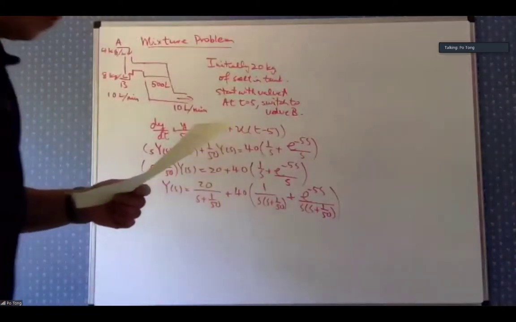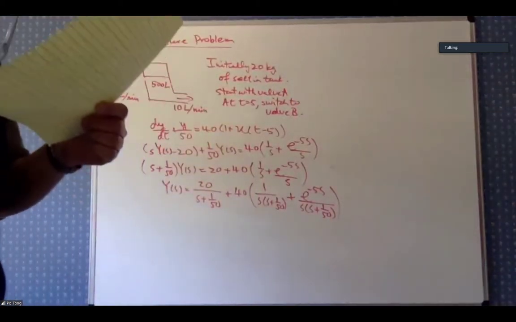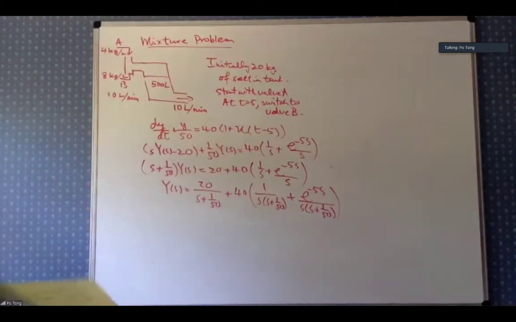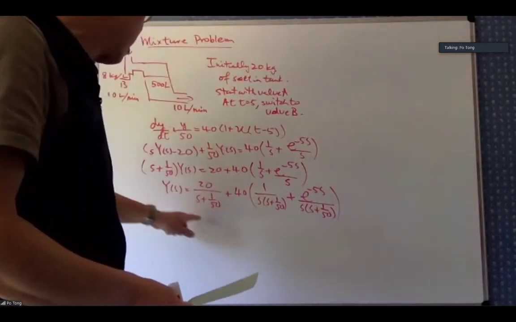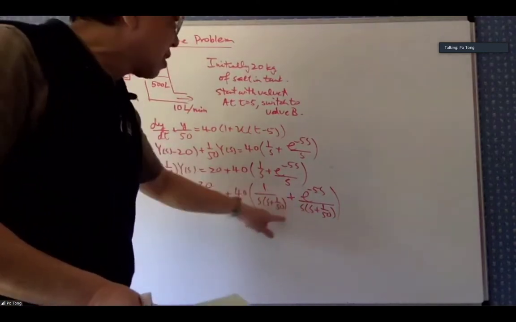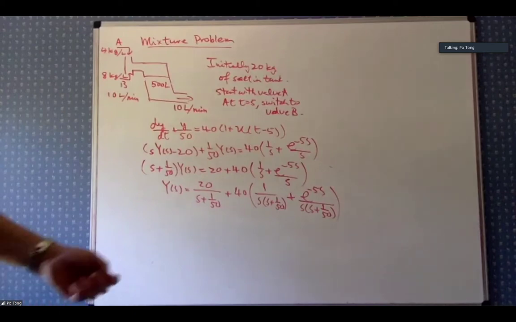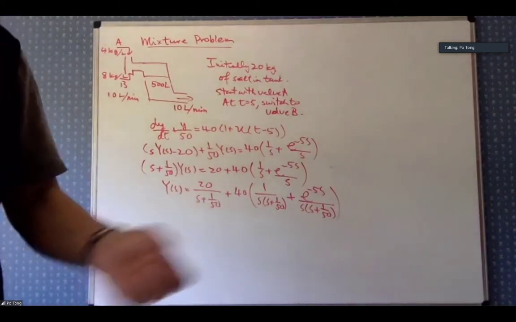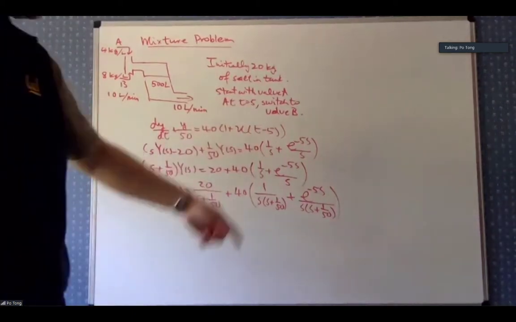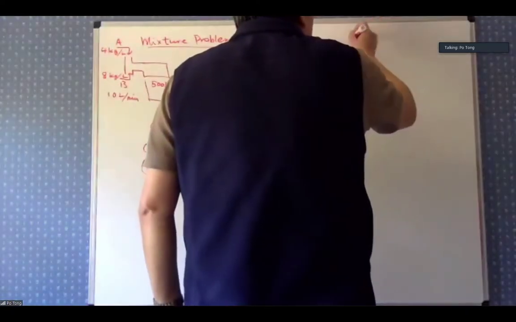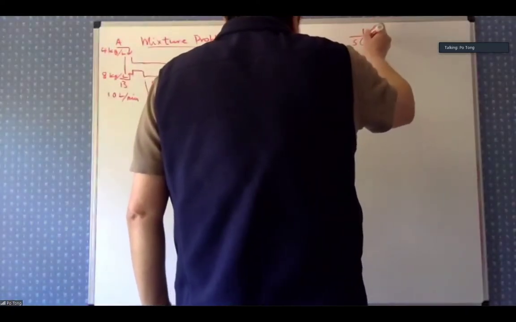So we get to this now. What do we do? This one is not too difficult to do. Then what do we do with these other guys? What technique do we need to use? We need to use something called partial fractions to separate them out. So I need to know that 1 over s times s plus 1 over 50.